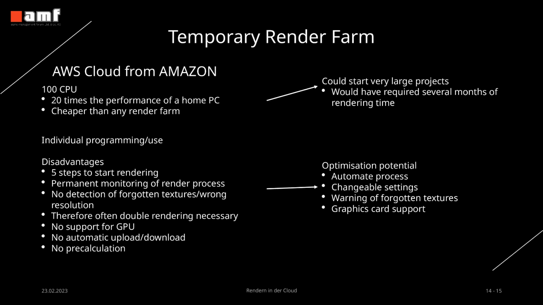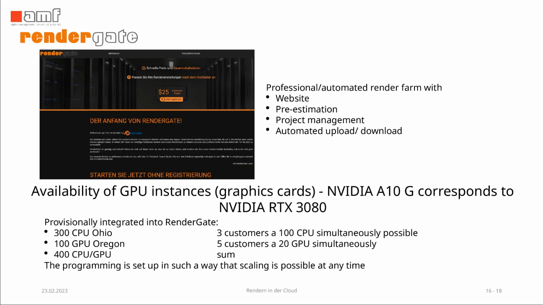So, yeah, we decided we could improve on this and put it to market. So we decided to make the process more automated, made the settings changeable after uploading them, in case you needed to change anything. We warn you for forgotten textures because that saves you a lot. And we decided to add graphics card support because 20 times faster isn't fast enough. You can always go faster. So yeah, that's where our professional solution RenderGate comes into play.